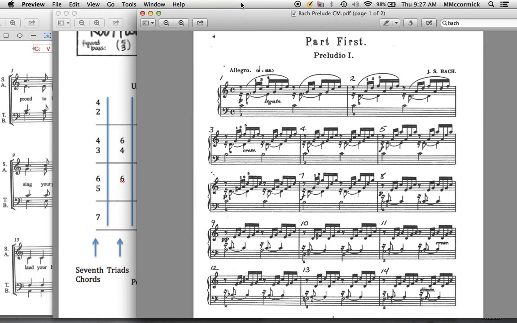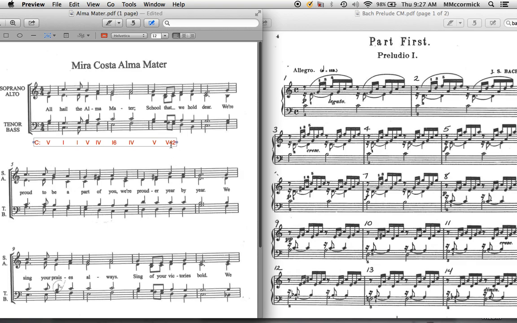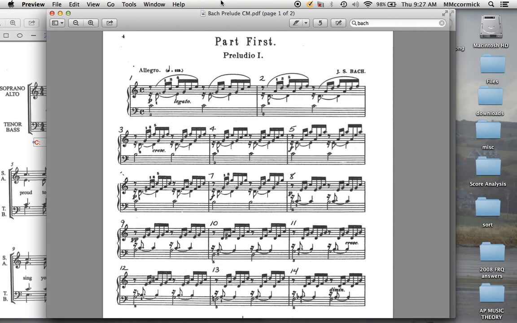Okay, so your assignment is to begin working on, or to finish working on, the alma mater in the way that I showed you, and then you can get a head start on this Bach prelude.